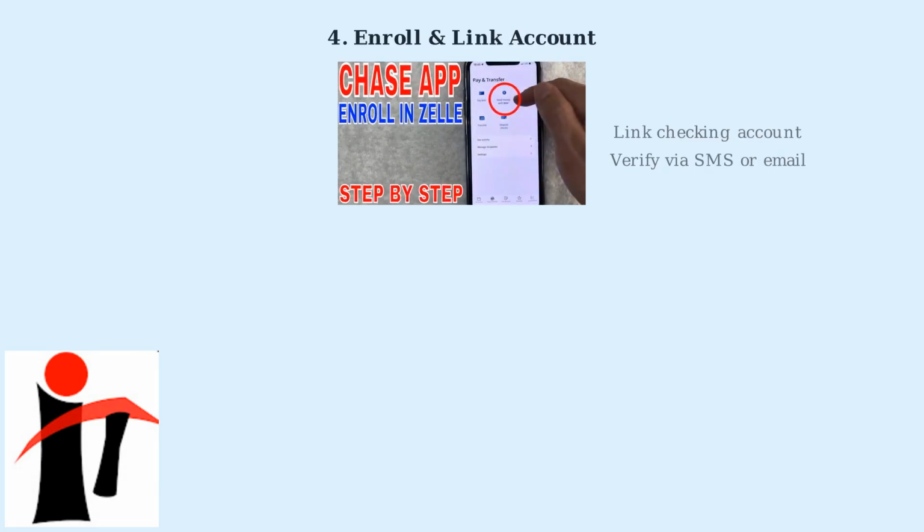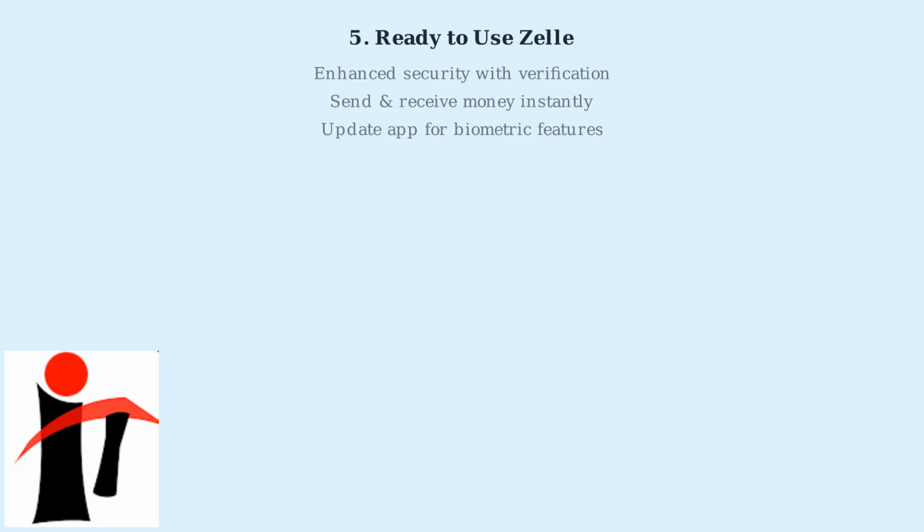If you're a first-time user, you'll need to enroll. Link your Chase checking account and verify your enrollment via SMS or email. This verification process adds a layer of security to protect your transactions. Once enrolled, you're ready to send and receive money instantly. Make sure the app is up to date to use the latest biometric authentication for secure transactions.